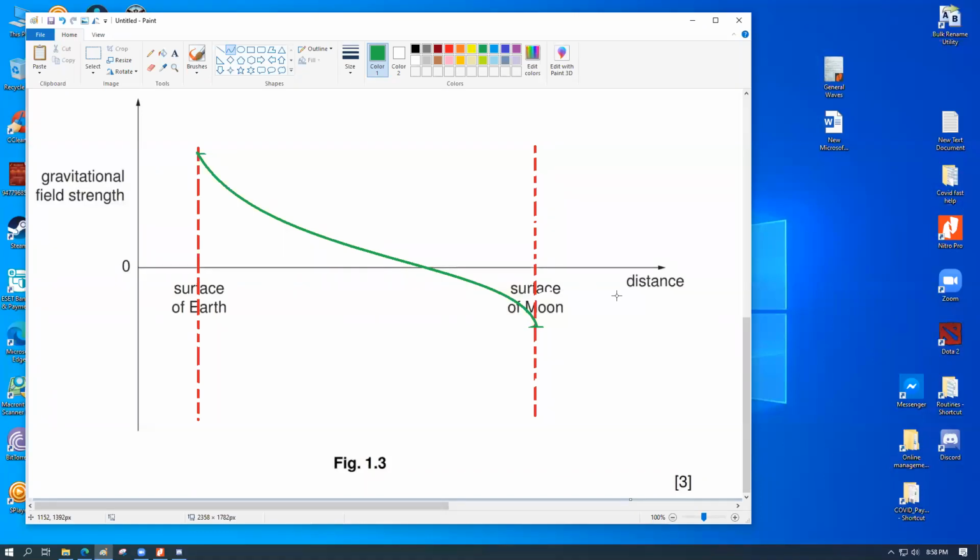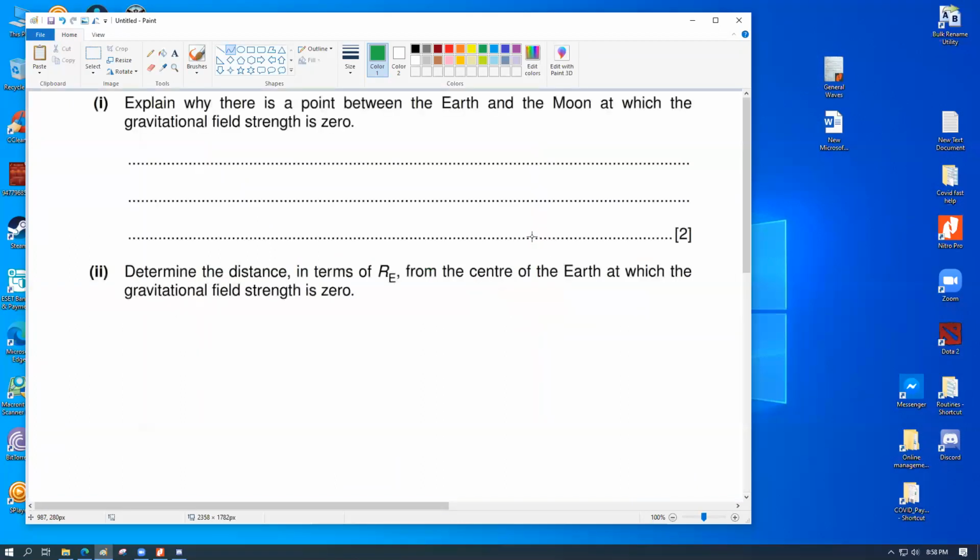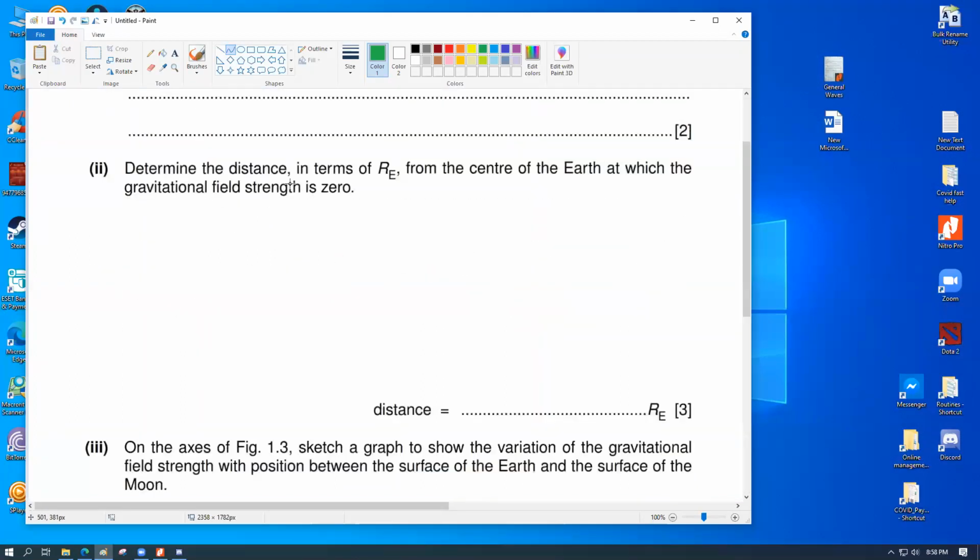And sir, would they ask us to calculate the position of the null point with respect to either body? We'll see. Yes, there can be those calculations. I think there is a question: determine the distance in terms of RE from the center. Sir, I had a problem with this. Okay, yes, whoever has a problem, tell me the problem, no issue, I'm covering them one by one. We have this problem over here. I'll help you solve this one, don't worry.